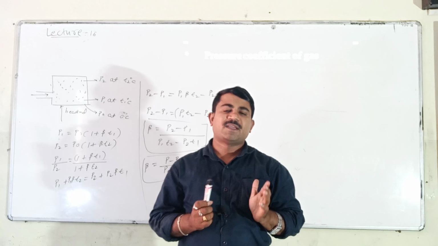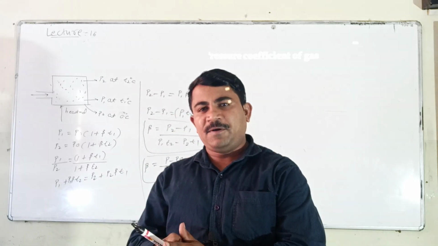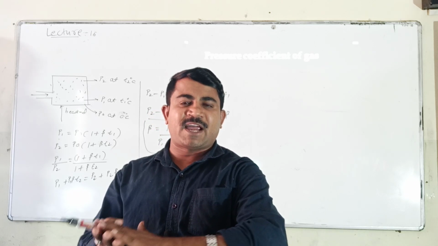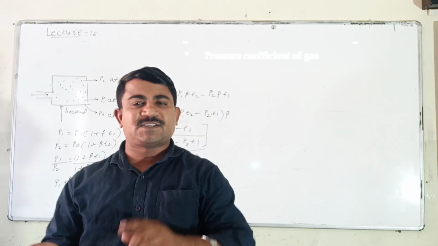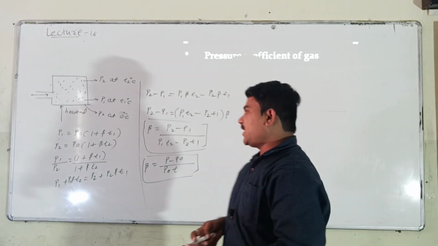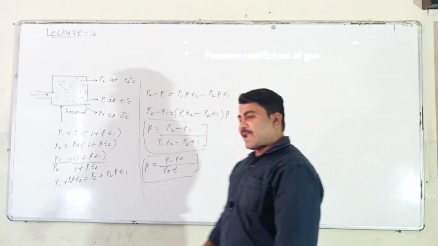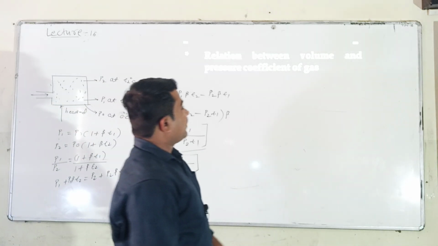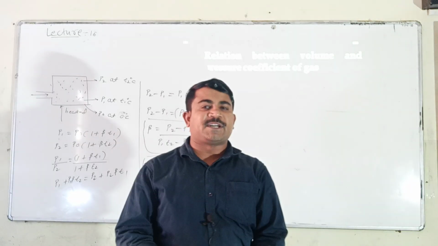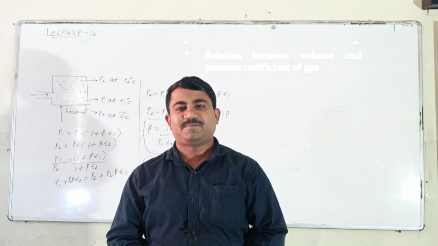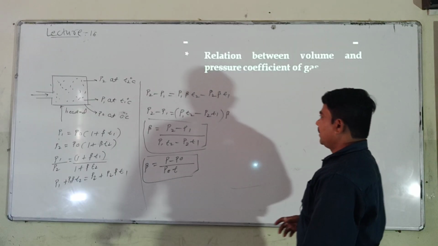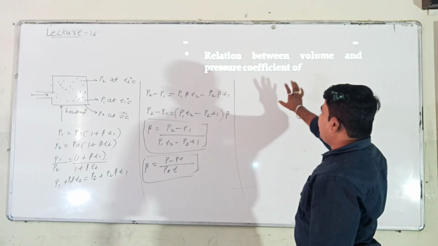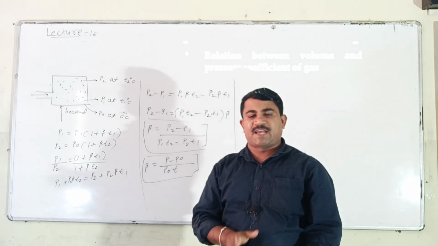But students, there is a relation between the pressure coefficient of the gas and the volume coefficient of the gas. Now next I am taking the relation between alpha and beta, the relation between volume and pressure coefficient of the gas. It is very important. How to obtain it? Look at me.